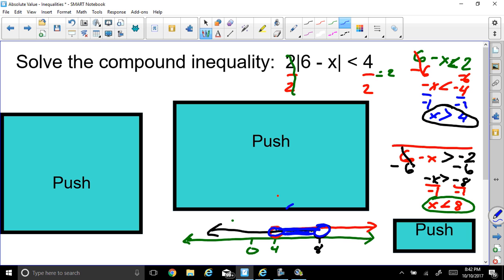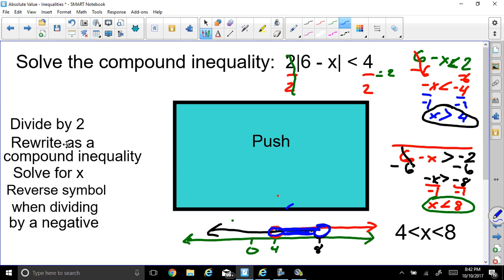So there you have it. We have the graph. So let's see what we got. As we said, between 4 and 8. 4 is less than x and x is less than 8. So those are the answers for that.